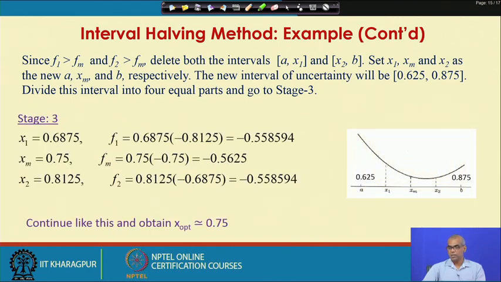So, in this stage my interval has been reduced to 0.625 to 0.875. The interval 0.625 to 0.875 is divided into 4 equal parts and accordingly find out x1, xm, x2, find the function values and continue. You continue like this and you will obtain the optimal value as around 0.75.